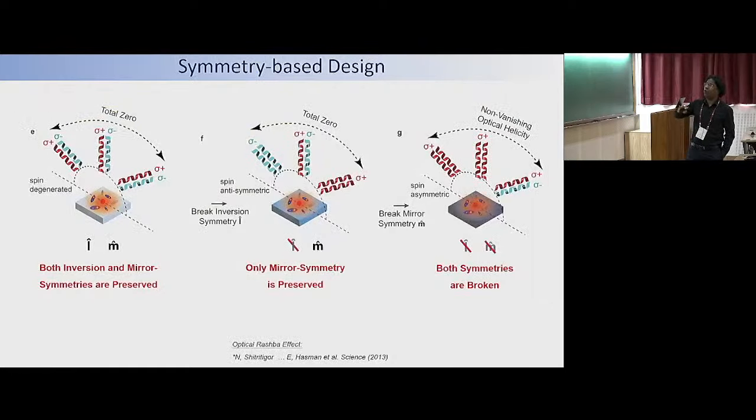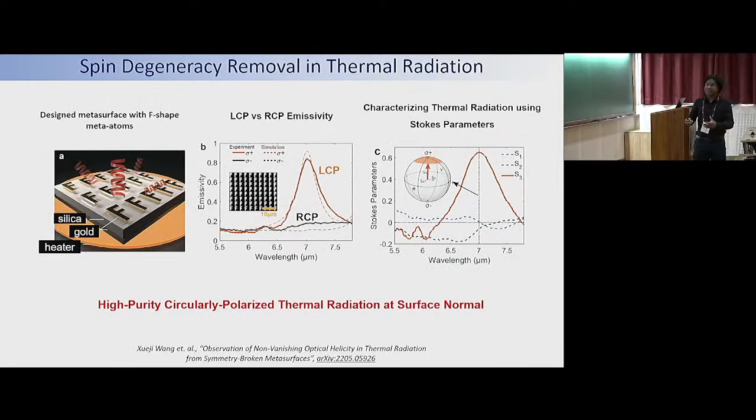So I won't go into the details, but one way to do it is actually to break both the inversion symmetry and the mirror symmetry in a two-dimensional system. If you can break both these symmetries, then you can generate net spin angular momentum even by heating an object. You don't really need a laser or anything else. And the key aspect is you can generate that spin angular momentum in the infrared radiation spectrum. So we did this experiment where what you're seeing on the left-hand side is actually a pretty intuitive design.